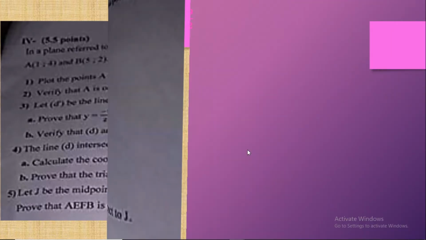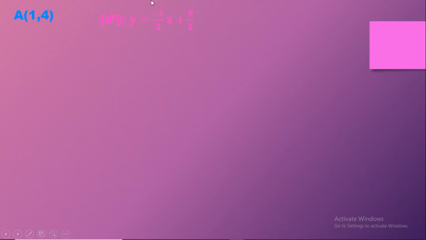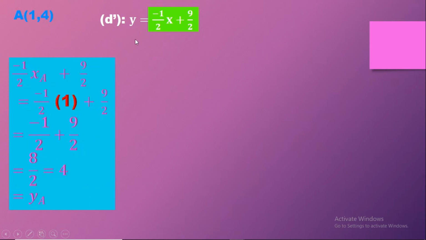Now to prove that D and D' intersect at A, we have two methods. The first method is to find the intersection of D and D'. When we solve y = y, we get the coordinates of their intersection the same as the coordinates of A. But the second method: we have just proved that A is a point on D. If we prove it is a point on D', then it will be an intersection point of both lines. So we solve the equation of D': we replace -1/2 x by xA here, plus 9/2, and we get it equal to yA. Now let's replace x by xA. We have xA given as 1, so -1/2 times 1 is -1/2, plus 9/2 we copy it.